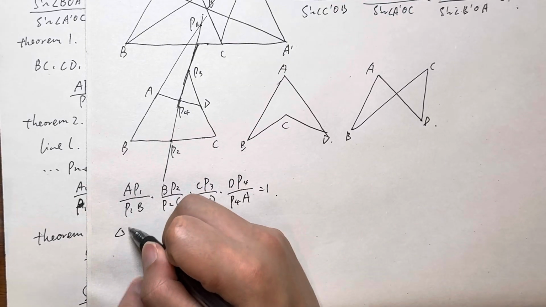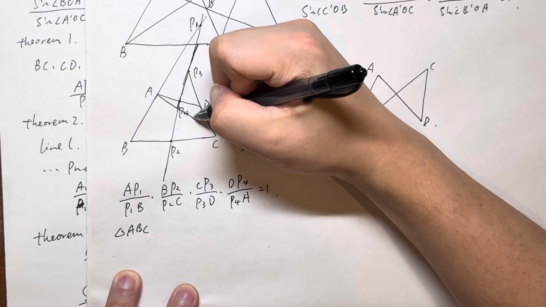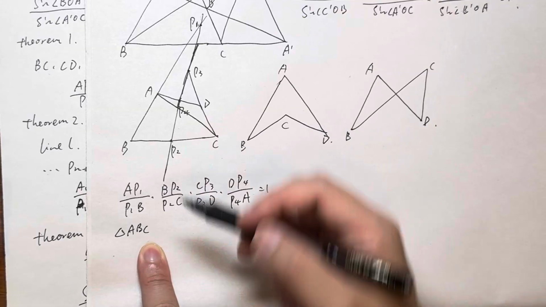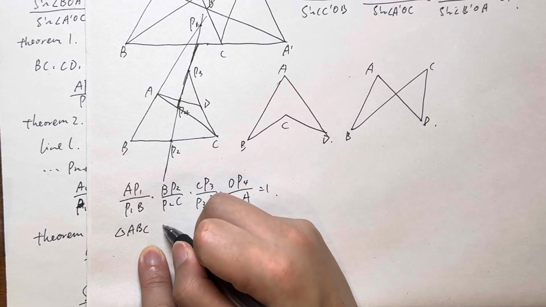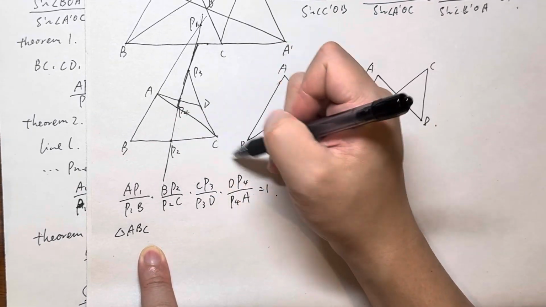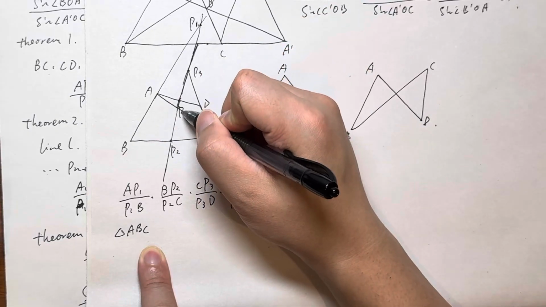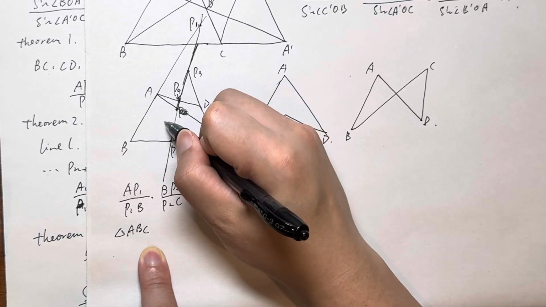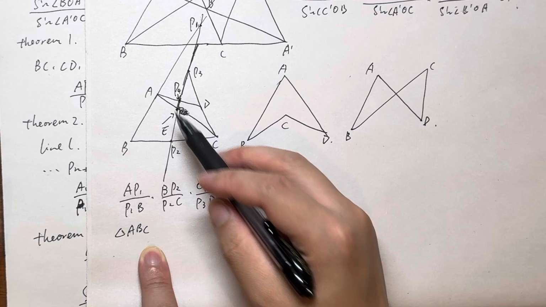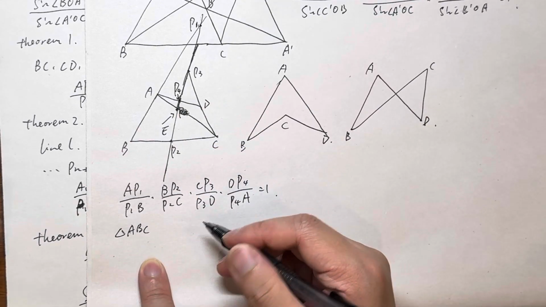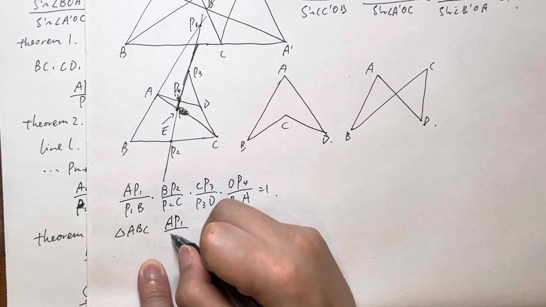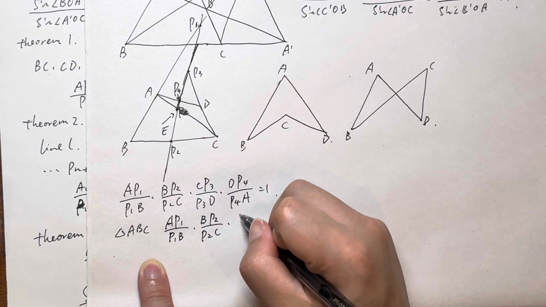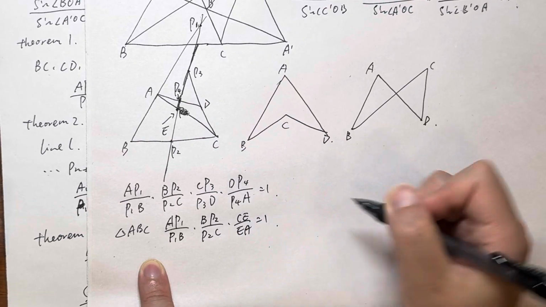And just look at the triangle ABC. Okay, triangle ABC and this line. So we have, let's call the intersection point of AC to this line, right? So P4, rewrite it, P4 is this point, right? And for this point, let's call it E. So for the triangle ABC and line L, we have AP1 to P1B times BP2 to P2C times CE to EA equals 1, right?